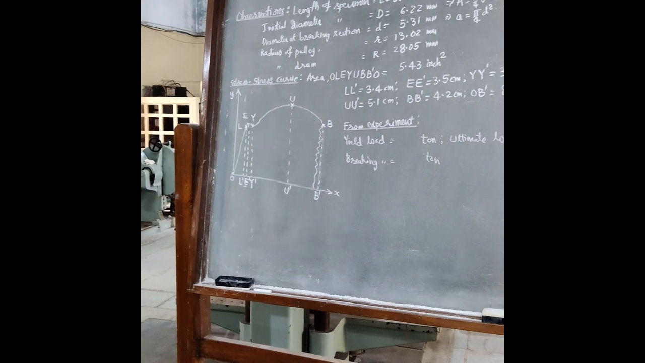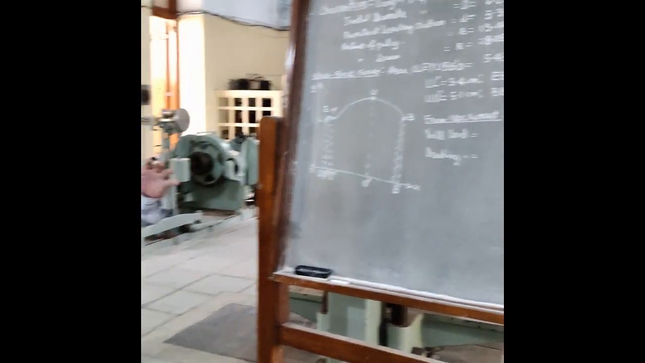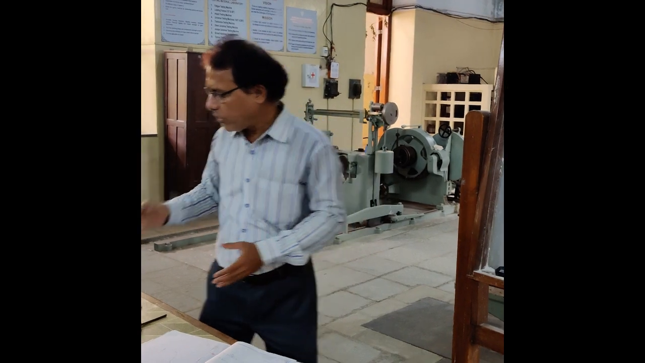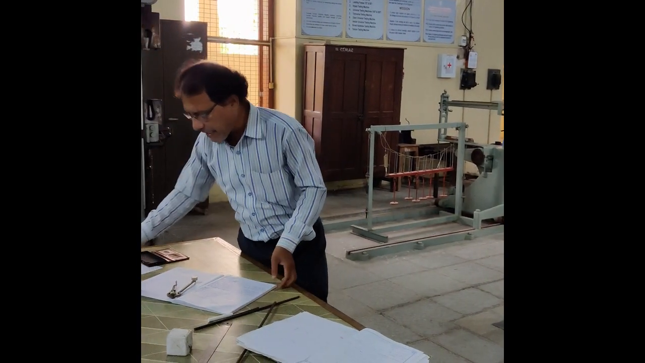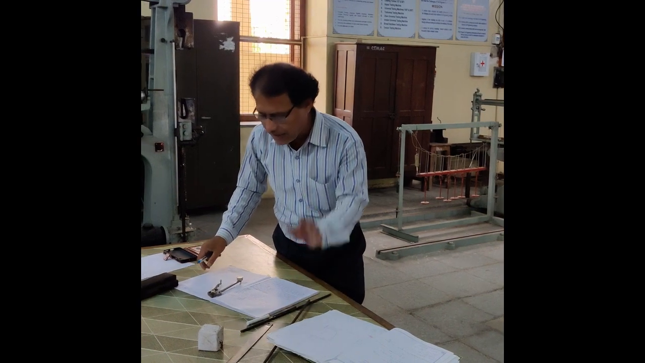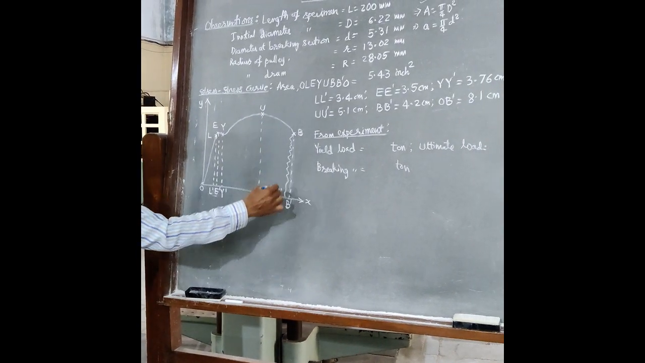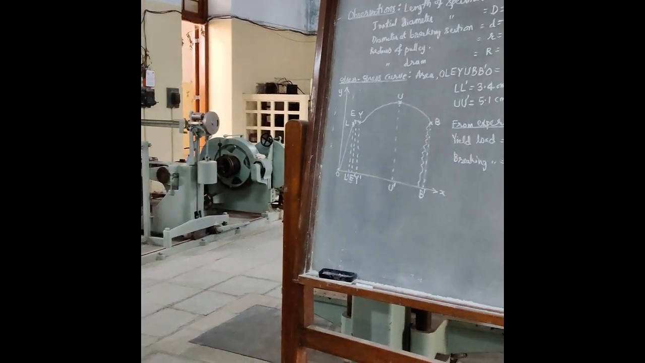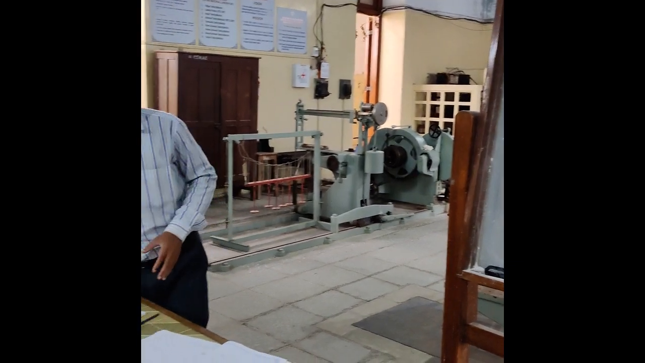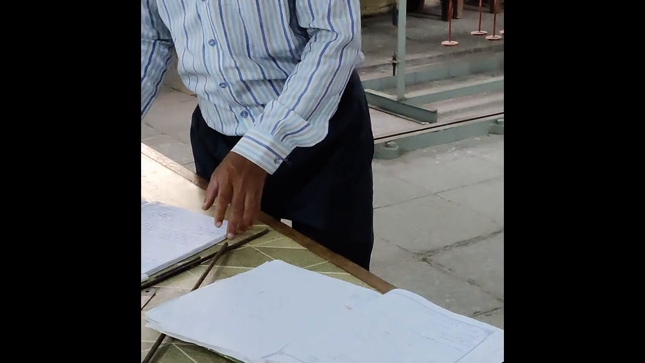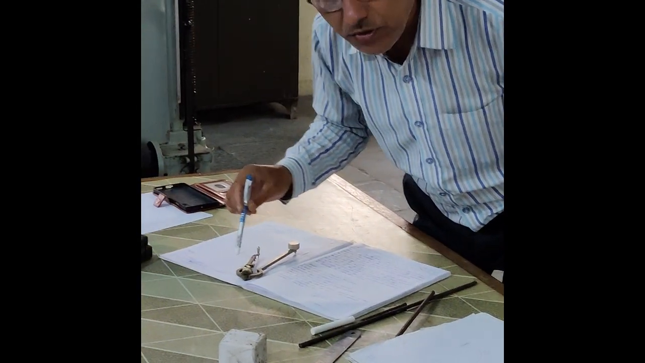And further, for calculation of the strain energy, that is the proof resilience, resilience and fracture, I need to measure the area under this curve, right? Therefore, what is the area under this curve, I need to measure. That will be done by means of a planimeter.